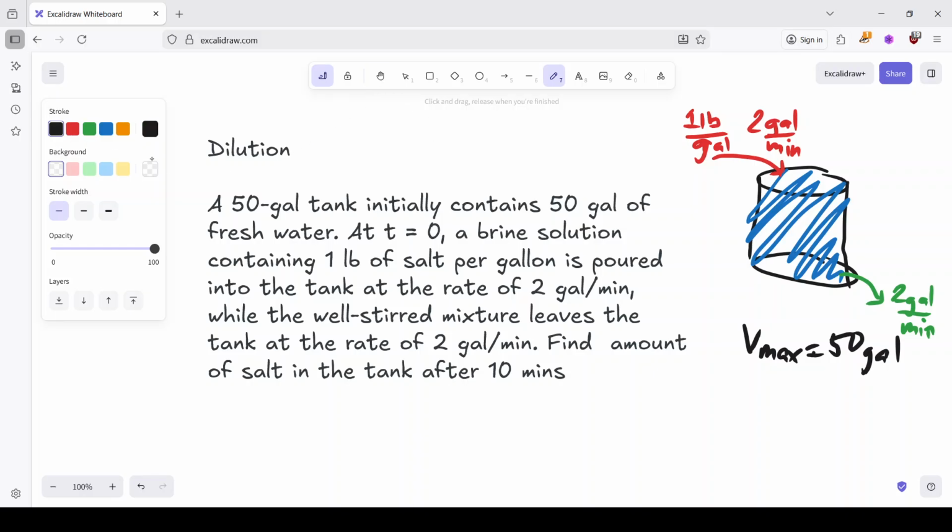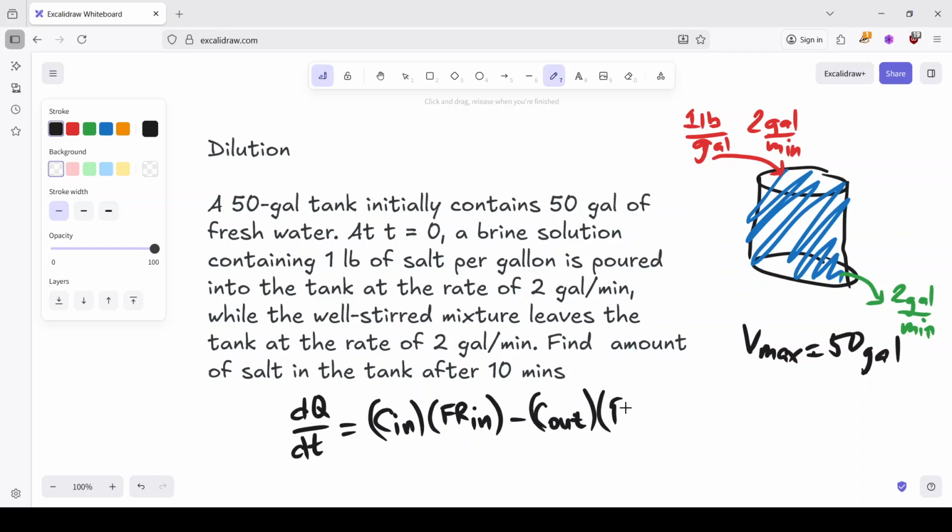Right. As I suggested in part 1 of our mixture problem, we will approach a mixture problem in its differential equation form. So concentration in, let's call that C in, times flow rate in, minus concentration out times flow rate out.